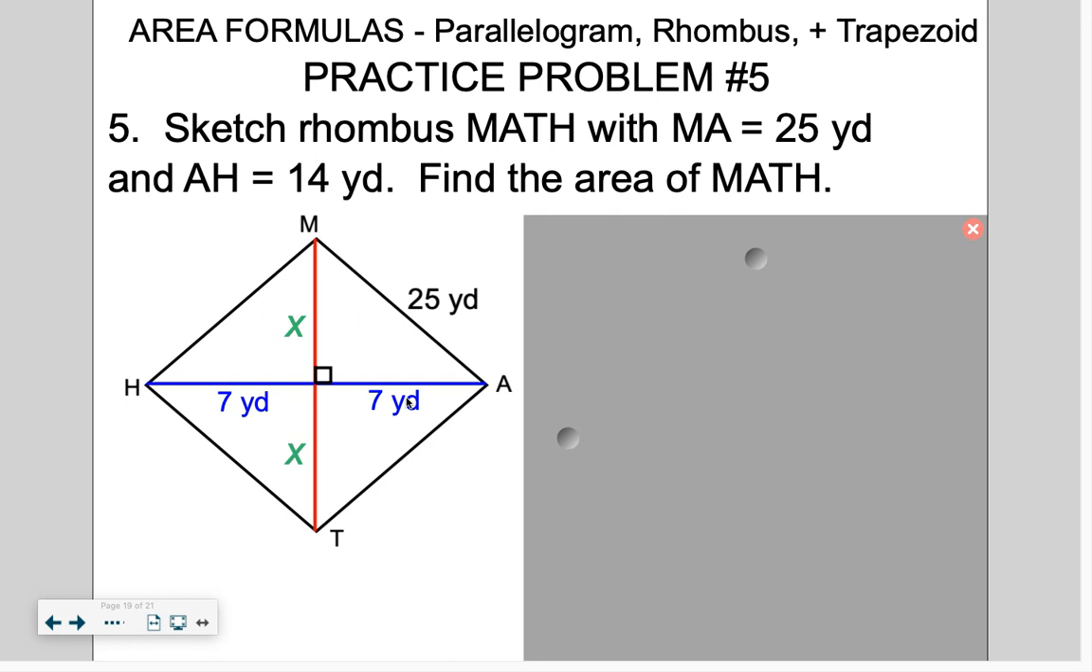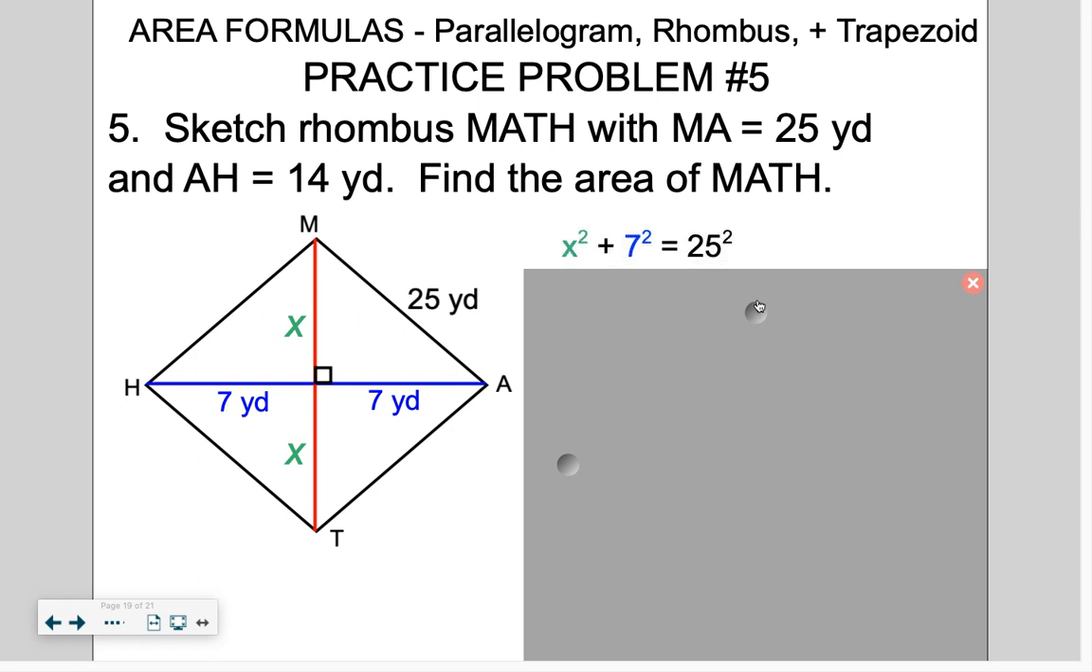Still don't know what they are. I know they're the same. I do see a right triangle there. And yet again, we seem to know 2 out of the 3 sides. Wonder what we can do here. Hopefully you're thinking about Pythagorean theorem. Let's see what we can do with the X, the 7, and 25, and apply it to Pythagorean theorem. Right? X and 7 were the legs, so leg squared plus leg squared, or X squared plus 7 squared, equals the hypotenuse squared, or 25 squared.